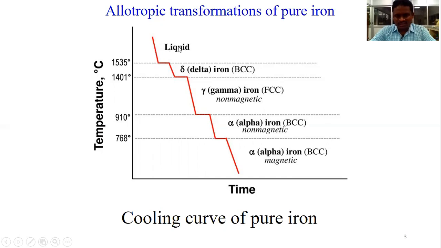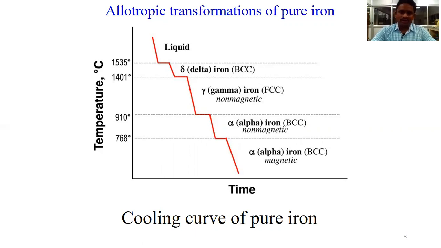The liquid starts solidifying into BCC, body centered cubic crystal, which is called delta iron. And this is the first arrest point. At 1401 degrees centigrade, the BCC starts transforming into face centered cubic crystal structure, which is called gamma iron, and this is the second arrest point. And upon further cooling, the FCC transforms into BCC, body centered cubic crystal structure, which is called alpha iron.